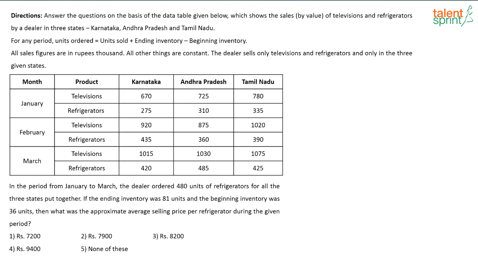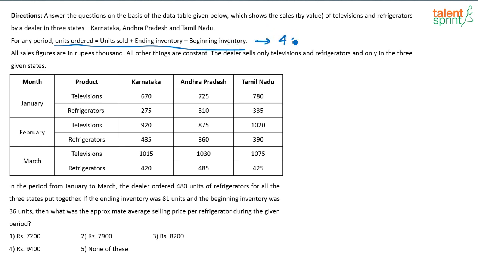Yes. So how will you solve this? Sony says S is equal to 365. What should I do after this? Okay. So what is given here? In the period from January to March, the dealer ordered 480 units of refrigerator. Okay, and ending inventory is given, beginning inventory is given. So remember this formula. This formula you have to use throughout this question. Units ordered is equal to units sold plus ending inventory minus beginning inventory.